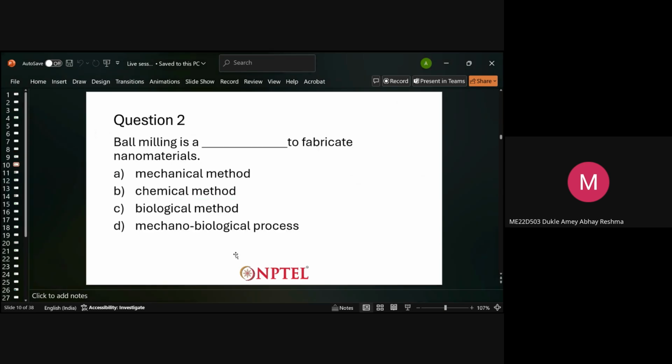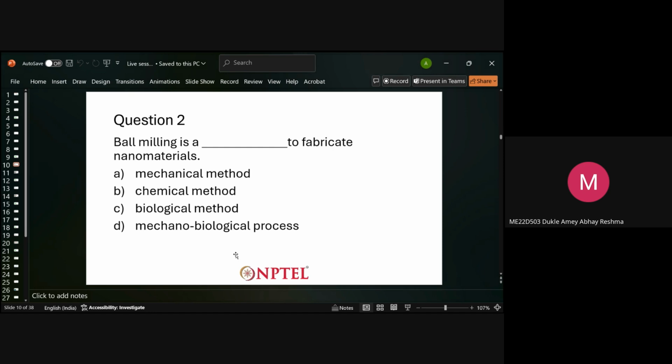This is the second question. Ball milling is a dash process to fabricate nanomaterials. The options are mechanical method, chemical method, biological method, mechanobiological process. From the names we can understand. The mechanical method uses mechanical energy for making the nanomaterial. That is basically a top down method. You have something big, and you crush or break it down to get nanoparticles.